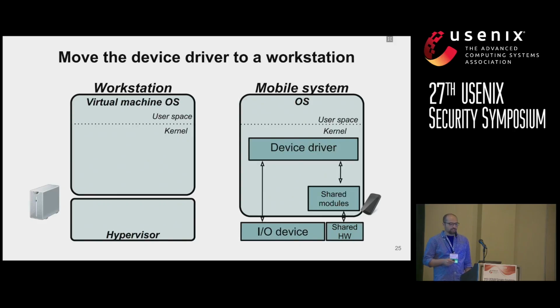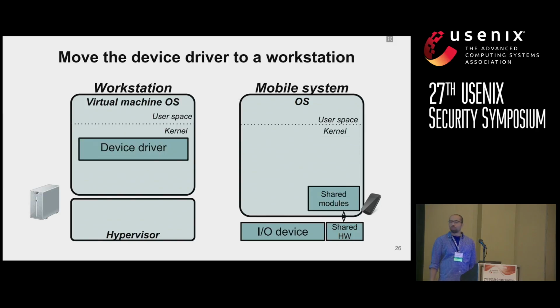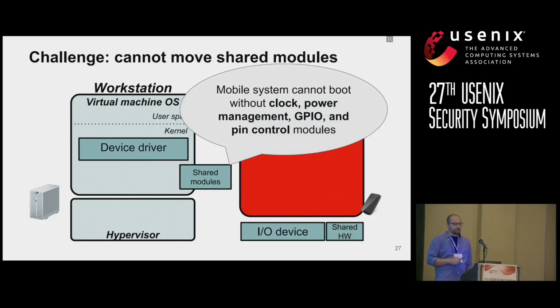Having this knowledge of device drivers, let's see how we can move the device driver to the workstation kernel and run it in a virtual machine. First, we need to disable the device driver in the mobile system, since we don't want two device drivers managing one device. Then we can move the code and build it within the kernel of the virtual machine. As I mentioned before, the driver needs to manage the shared resources using shared modules by calling the kernel API.